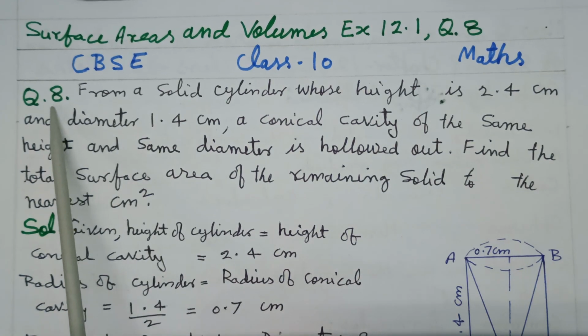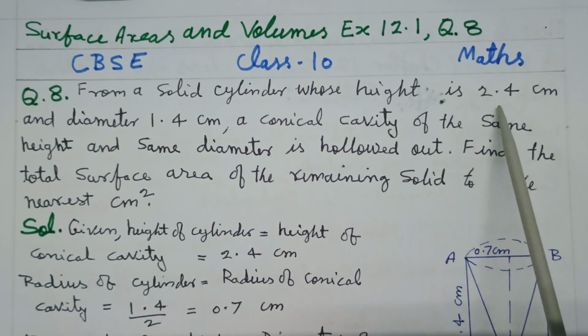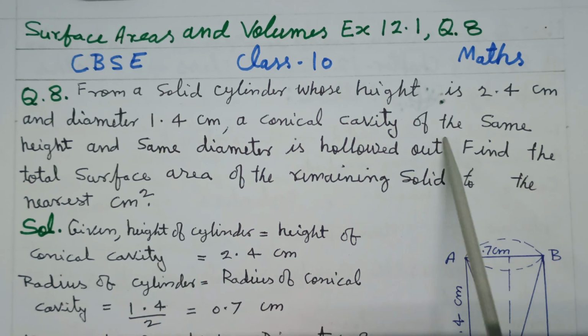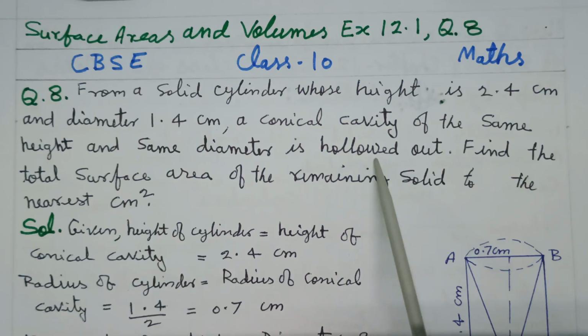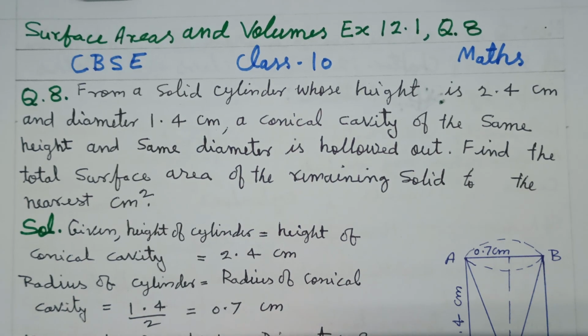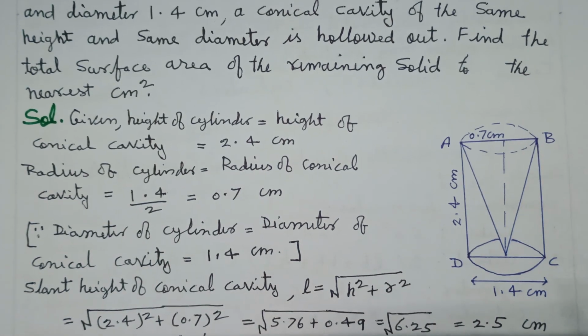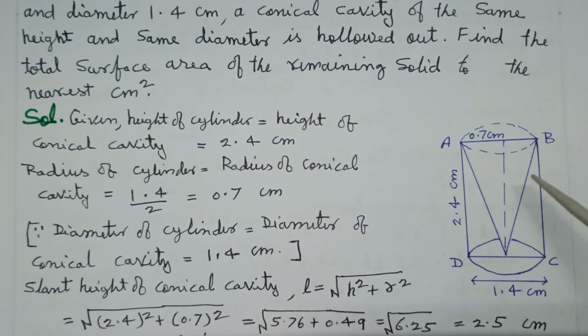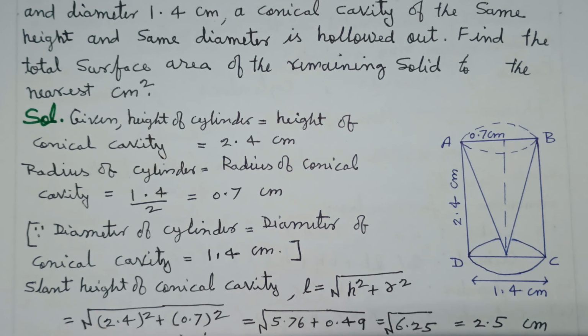So question number 8. From a solid cylinder whose height is 2.4 centimeter and diameter 1.4 centimeter, a conical cavity of the same height and same diameter is hollowed out. Find the total surface area of the remaining solid to the nearest centimeter square. So first, this is a solid cylinder and this cavity in the form of cone is hollowed out. Now we have to find out the area of the remaining solid.